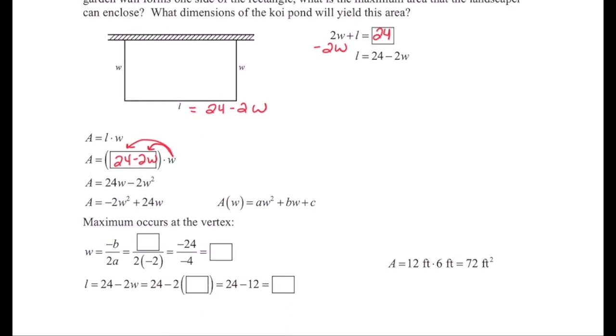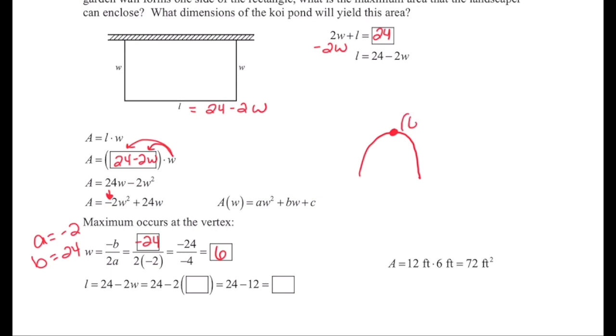Well, we know then, since this is a negative value, that we're going to end up having a frowny face. So the vertex itself is going to be the maximum value. So let's identify what our maximum value is by identifying what that W value could be. So our A value is -2, and our B value is 24. So opposite of B, so -24 over 2 times our A value of -2 simplifies to 6.